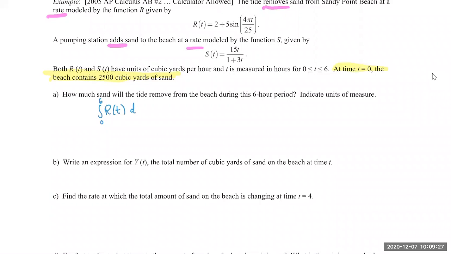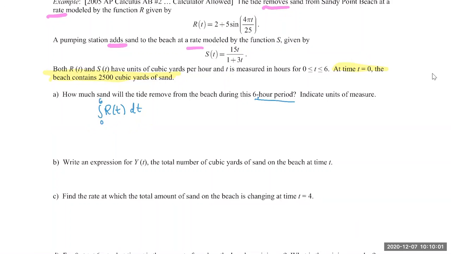Okay, a lot of you have R of t coming in, and 0 to 6 for the 6-hour time period that it's accumulating the amount of sand being removed. Now, one thing I'm going to recommend: if the function is already defined as R here and as S here, you can use that function without having to necessarily write out the entire function again within your answer. So in a free response, if the AP test already has those functions defined as R, you can simply write your expression as such.